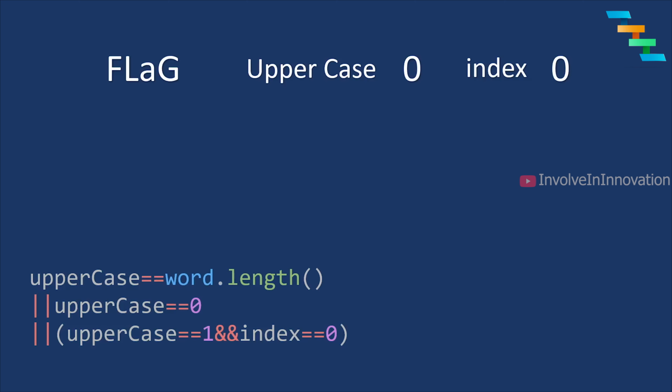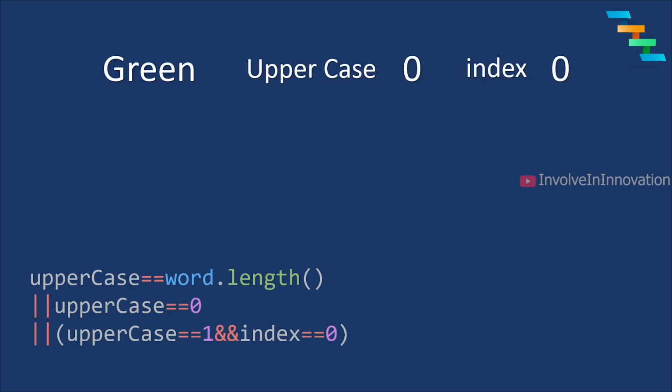Here this is an invalid scenario where we have FlaG, where a is small. In the first iteration we will have the uppercase as 1 and the index set to 0. The second iteration we will have the uppercase set to 2 and the index set to 1. The third iteration, the uppercase stays 2. There is no change because this is lowercase. And in the last iteration we have our uppercase set to 3 and the index set to 3. This doesn't match any of the criteria.